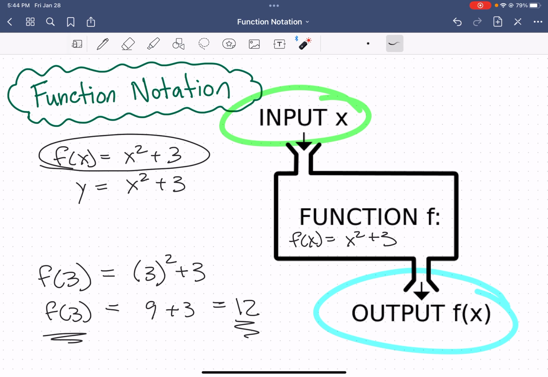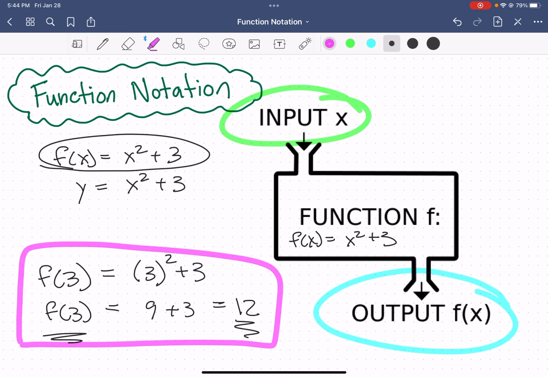So hopefully that helps you see how we use function notation and why we use function notation. I know sometimes it's easier just to think of it as a y, and you can still think of it as a y if that helps. But it is really nice to be able to use it in this case, like right here, to be able to see what was plugged in to the function.